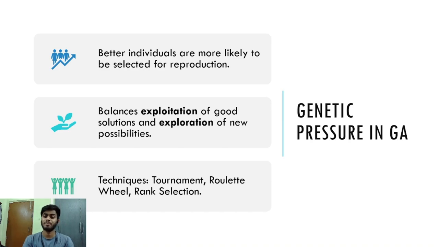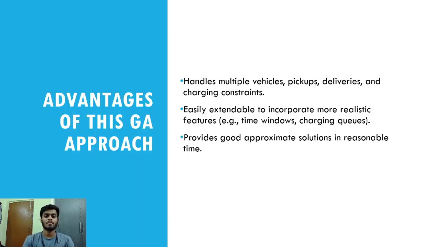Genetic pressure in a genetic algorithm: better individuals are more likely to be selected for reproduction. Last, balancing exploitation of good solutions and exploration of new possibilities. And techniques: tournament, roulette wheel, and rank selection.